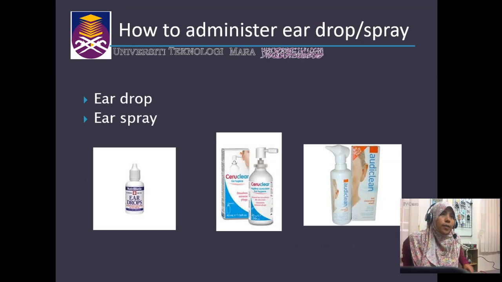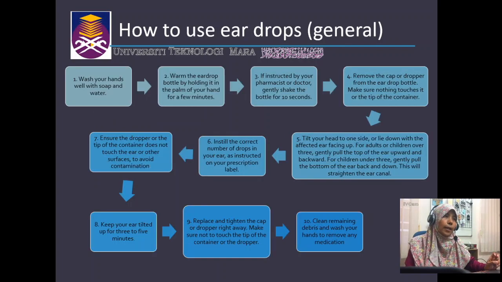Okay, next I'm going to cover administration of ear drops and spray. Remember we have two types, ear drops and also ear spray. Drops are for internal and also outer area of the ear. For the spray, it's only for outer infection. Okay, this is the general idea on how to use ear drops. I'm not going to explain further about this one because I've already given you the YouTube link. I'm hoping that you can go and click the YouTube link and listen to these 10 steps.